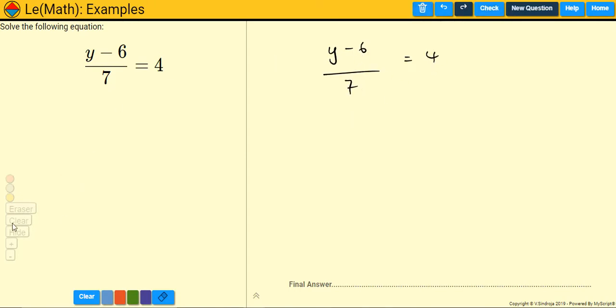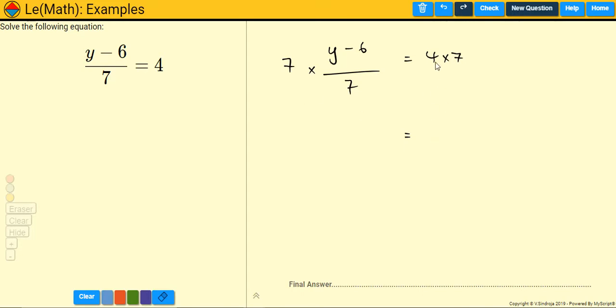Right, what we want to do is try and get this letter here on its own. So we need to get rid of everything around it. First of all, this whole expression is being divided by 7. So we need to get rid of that 7 first. What's the opposite of dividing by 7? Well, it's multiplying by 7. So we're going to take this equation and multiply both sides by 7.